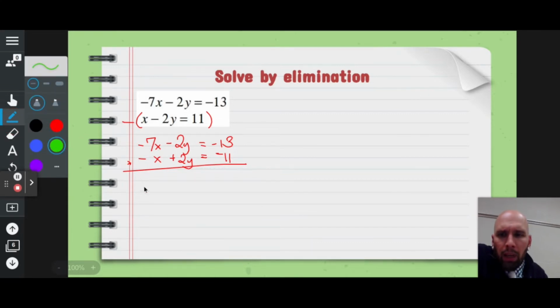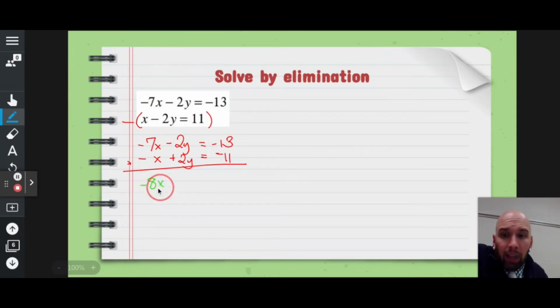Negative 7x minus x is negative 8x. Negative 2y plus 2y cancels out. Equals is equals. And negative 13 minus 11 is negative 24. Divide by negative 8.